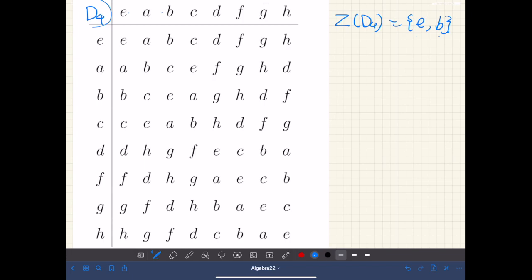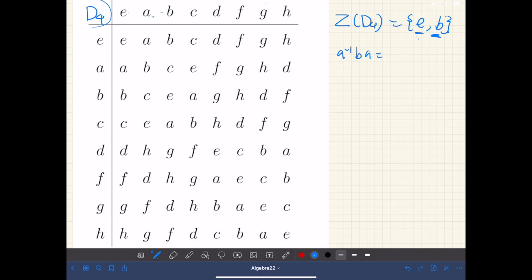To confirm this, we need to check that these two elements are central elements of this group. E is the identity element, so it is trivial that this is central. So let's see if B is indeed a central element. To check this, we need to examine these things. So A inverse BA is equal to B. Is it true?